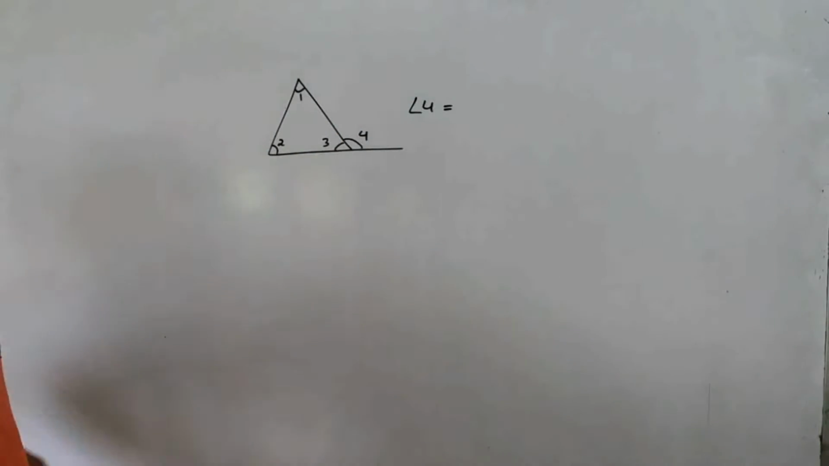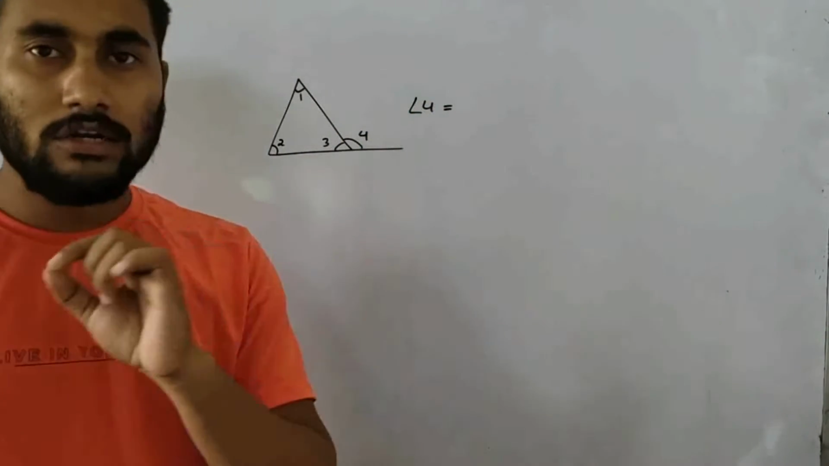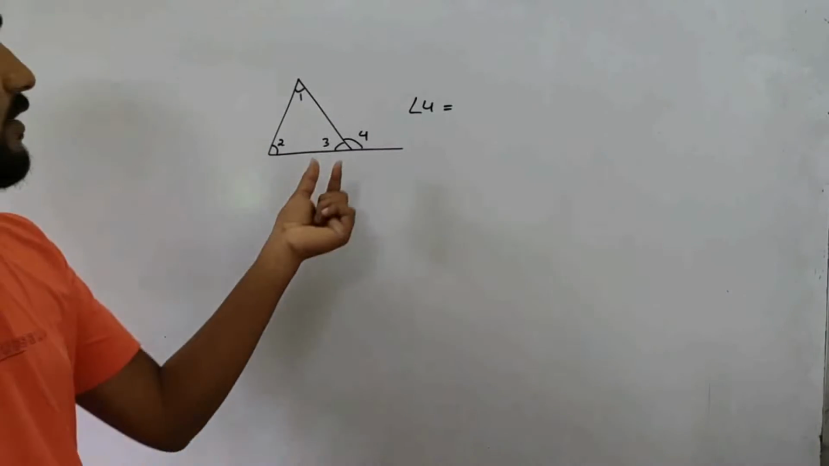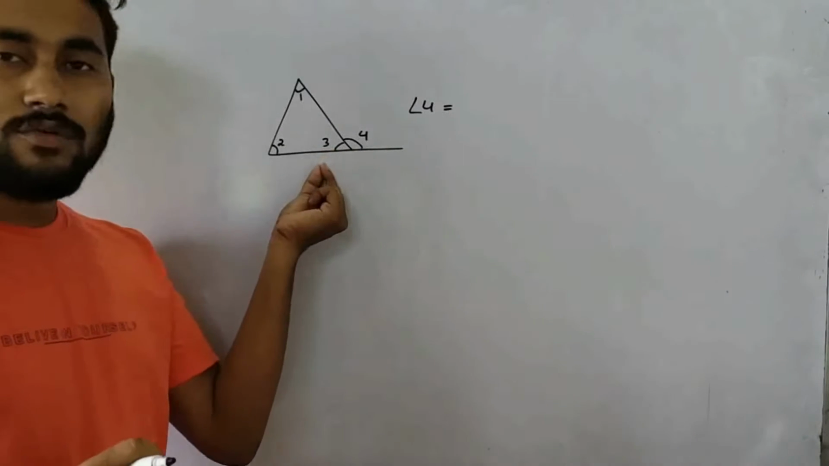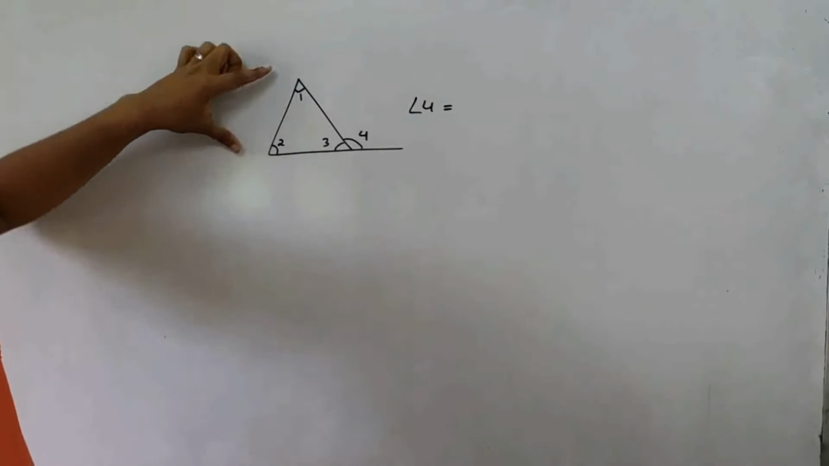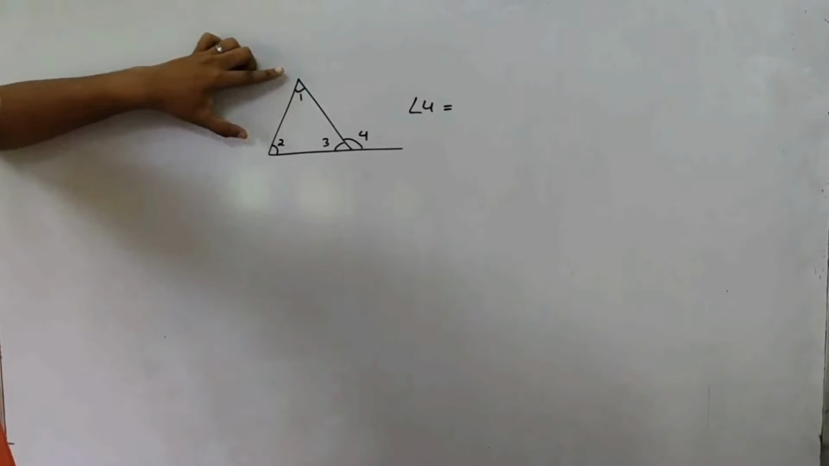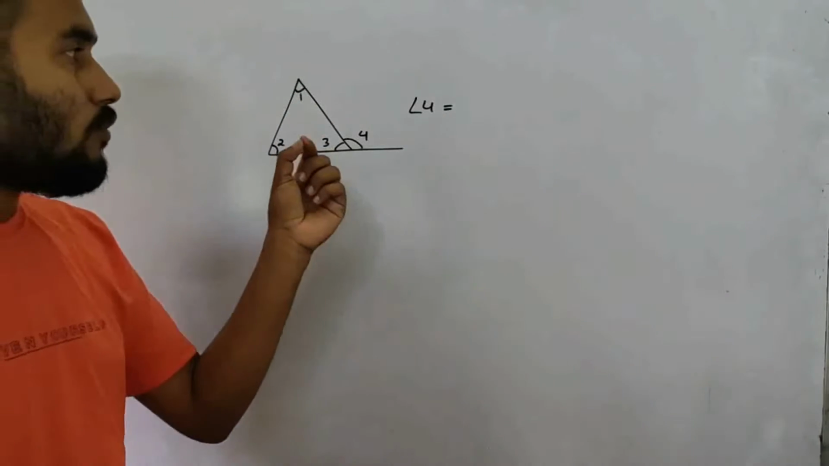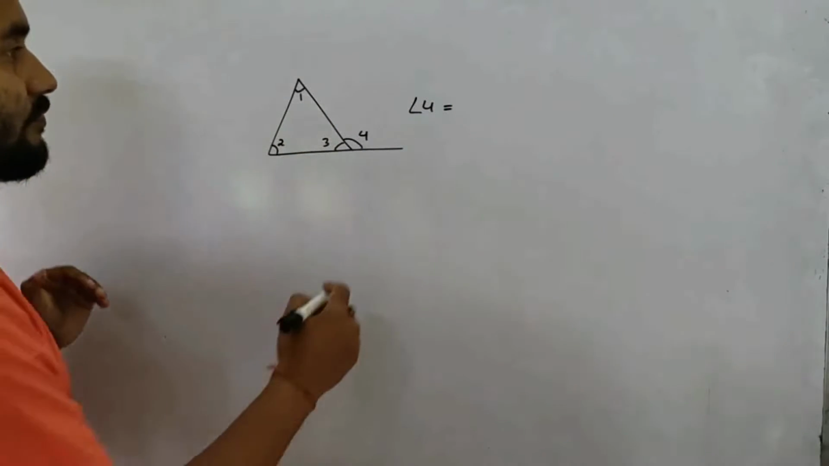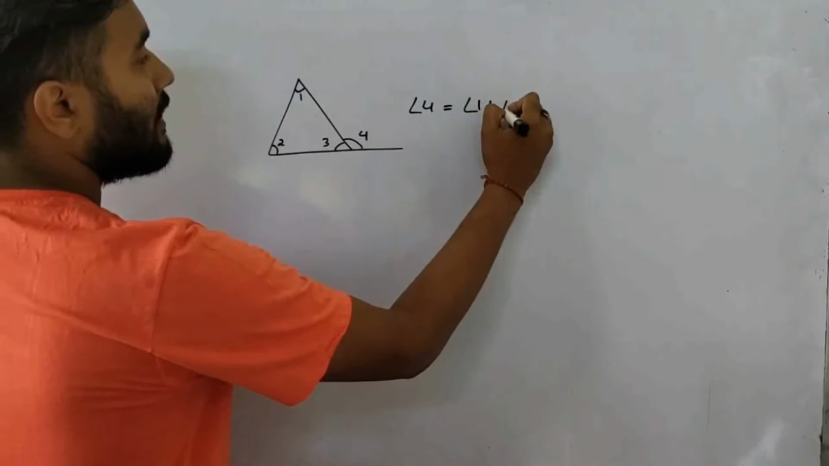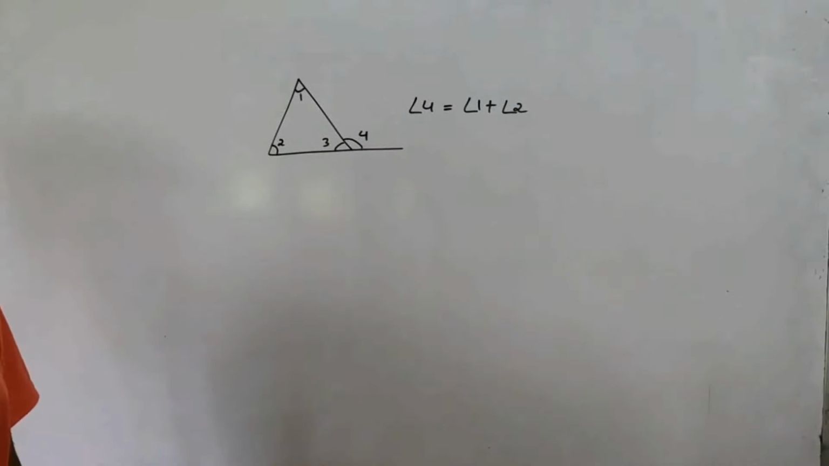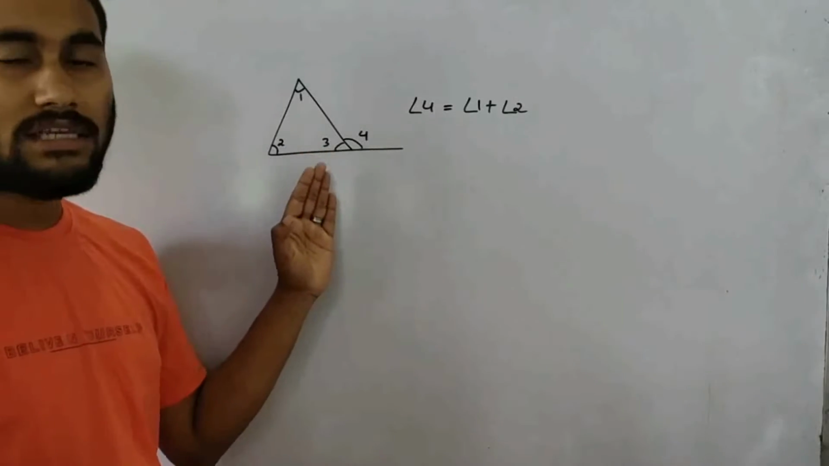So what was the property? The exterior angle will be equal to the sum of the remote interior angles. This angle 3 is the adjacent angle with this angle 4, so we will not consider the adjacent angle. Among the 3 angles of the triangle, one angle will be the adjacent angle. The other 2 remaining angles, if you add them, that means angle 1 plus angle 2, will be equal to your exterior angle. This is the property. The adjacent angle will not come.